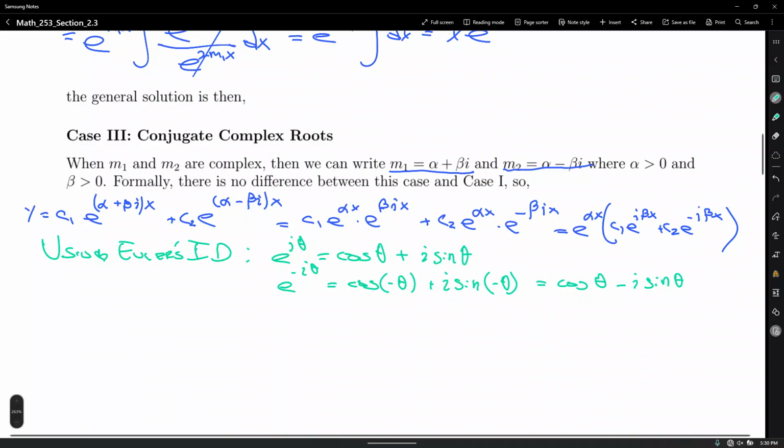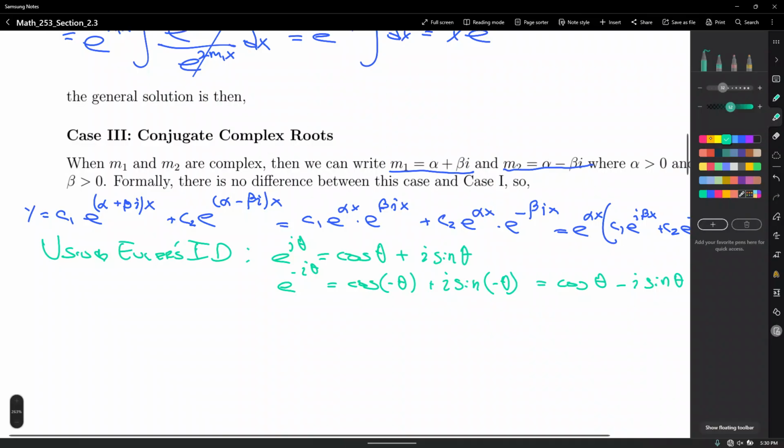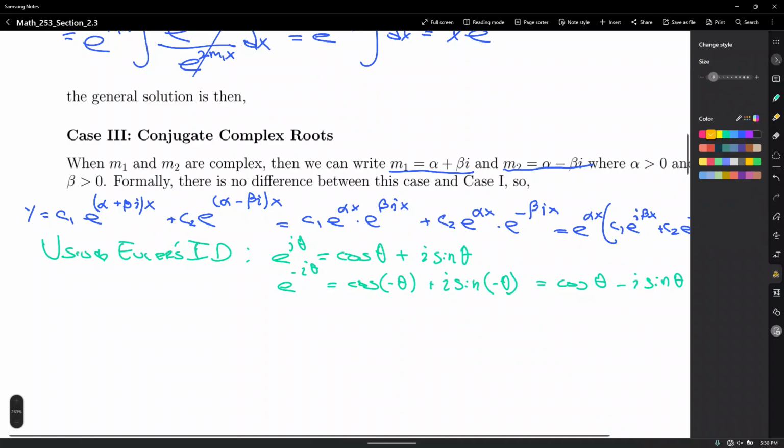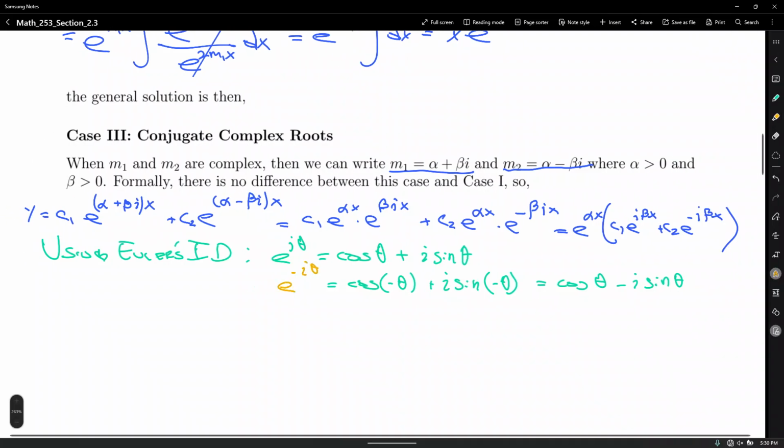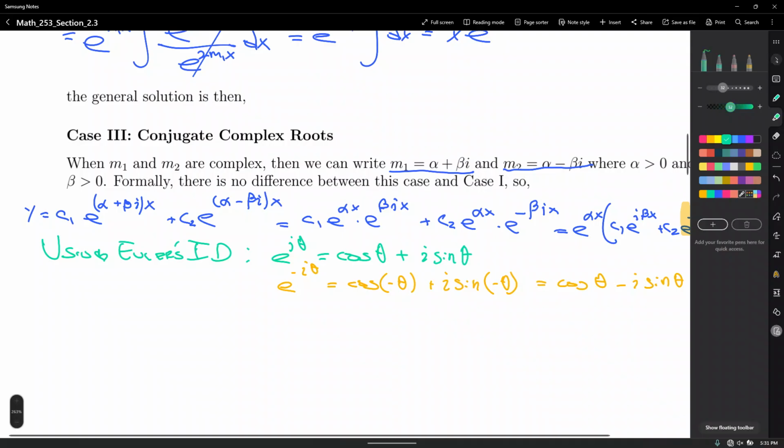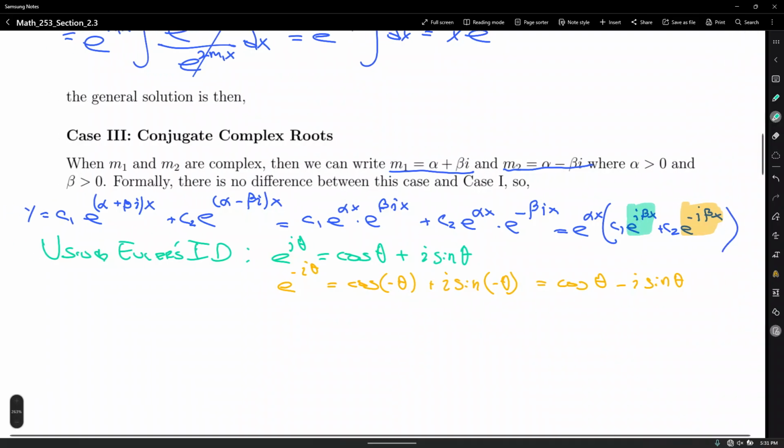Okay, so let's replace. I'm going to use different colors instead, so I don't lose you with all these substitutions we're going to do. I'm going to replace the e to the negative i bx with all this, and with a different color, green, the positive version. I'm just trying to color code what we're going to substitute.